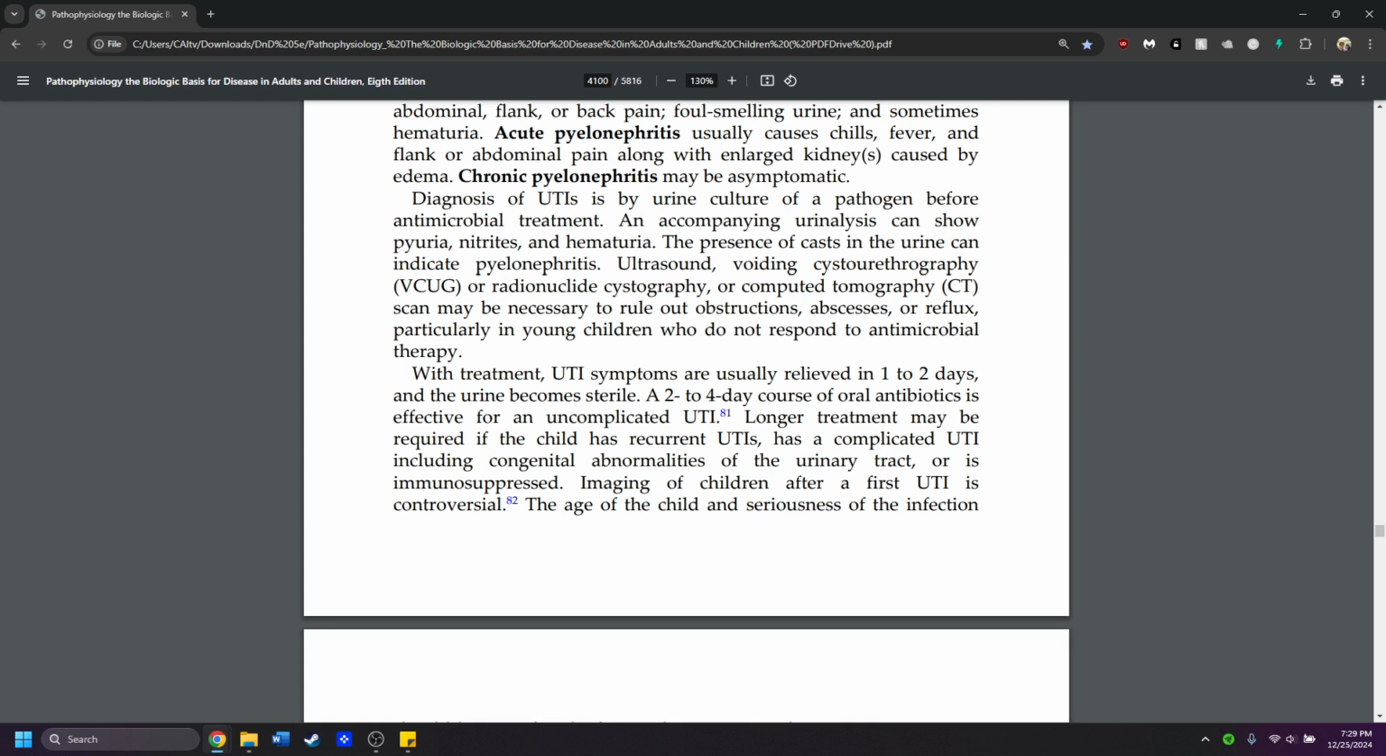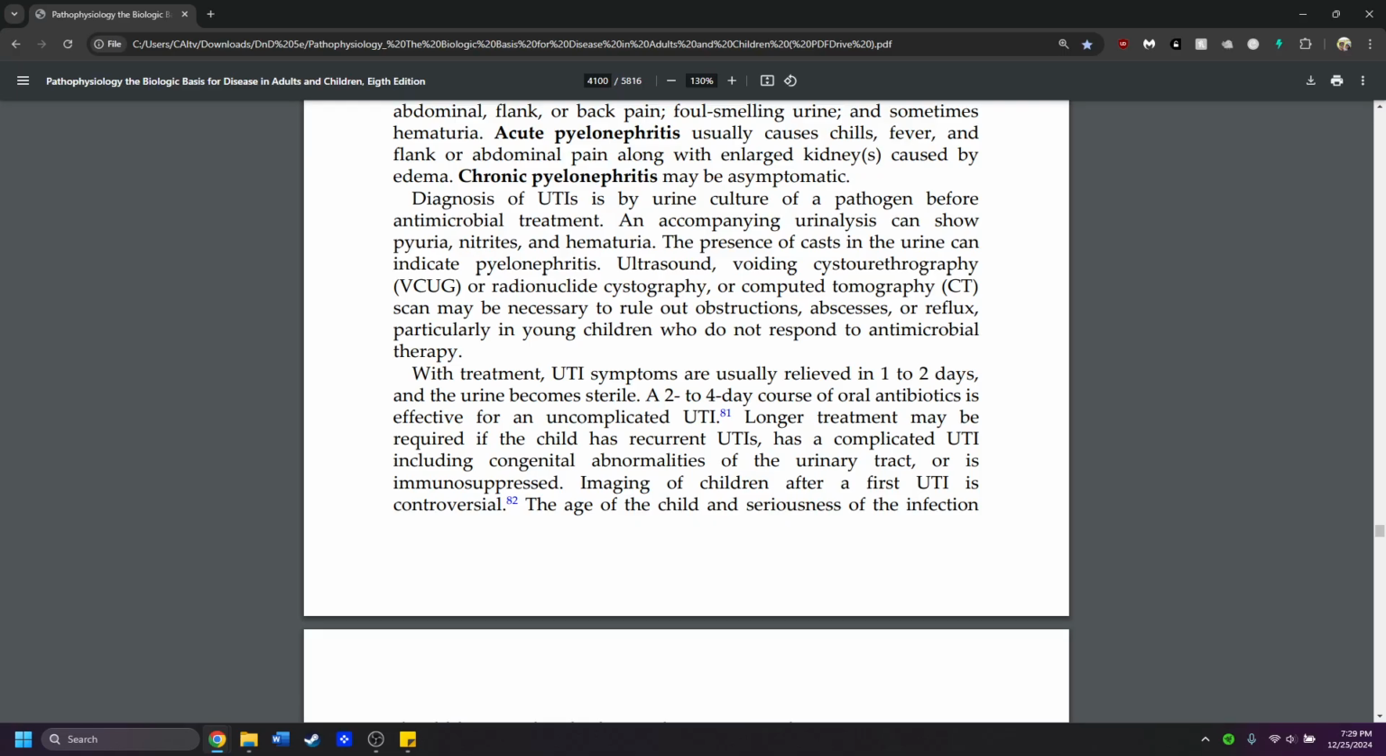Diagnosis of UTIs is by urine culture of a pathogen before antimicrobial treatment. An accompanying urinalysis can show pyuria, nitrates, and hematuria. The presence of casts in the urine can indicate pyelonephritis.